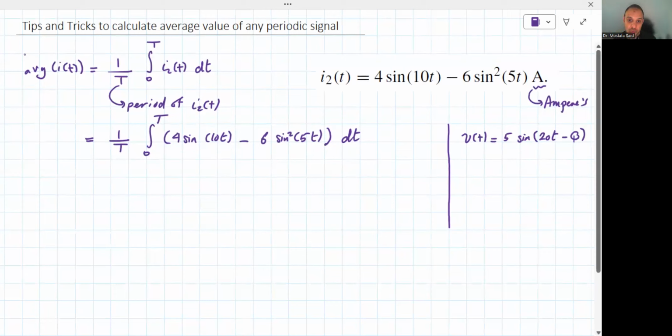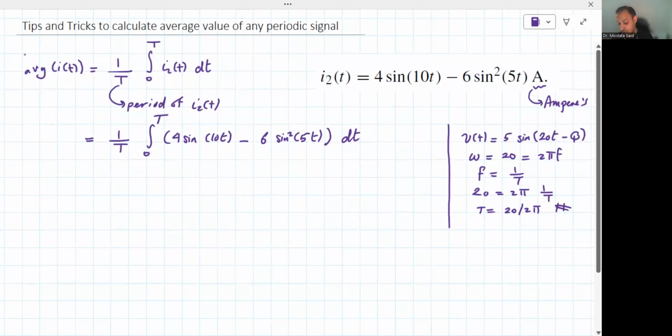And we need to know, for example, the period. We said that omega equals 20 in that particular example, and omega is equal to 2 pi f. f is the frequency, and we know that f equals 1 over T, the period in time. So 20 equals 2 pi times 1 over T. So T is equal to 2 pi over 20. That's it, right?